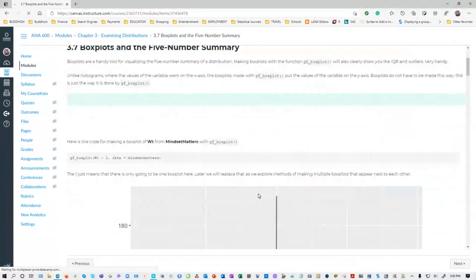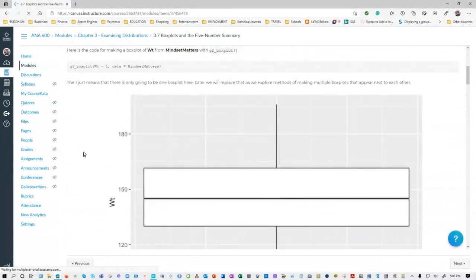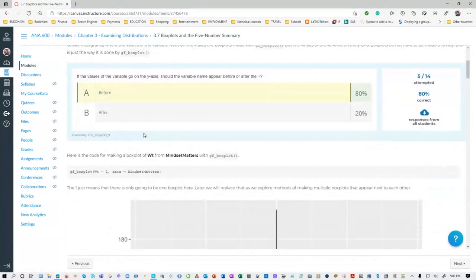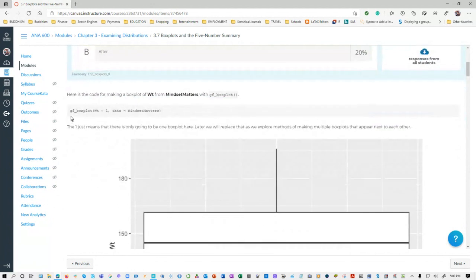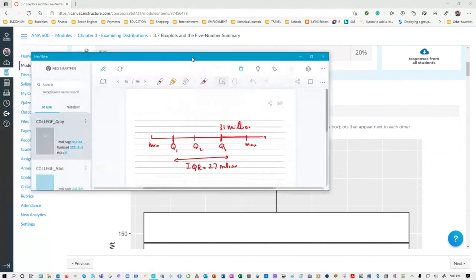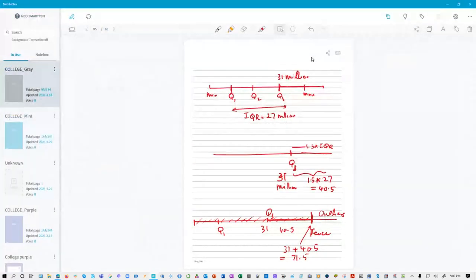See, box plot is easy. Box plot is the graphical representation of the five number summary. That's it, right? I'm using the command gf_boxplot. Box plot means that the five number summary will be represented graphically.